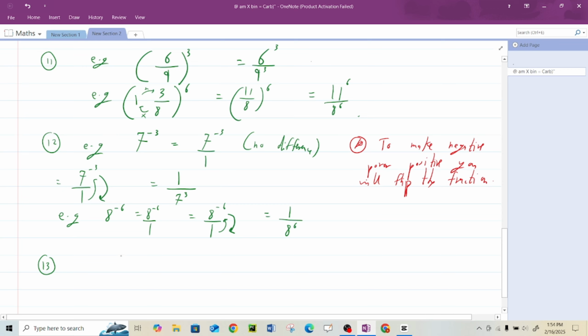Now the last rule that we have is the final rule: what is the meaning of a square root? We know that square root of 4 is 2, but what does this actually mean? How do we know what the square root, or the cube root, basically is? The square root basically means power 1 by 2. So if I have 4, that means 4 power 1 by 2. If I have 4 cube root, that means 4 power 1 by 3.